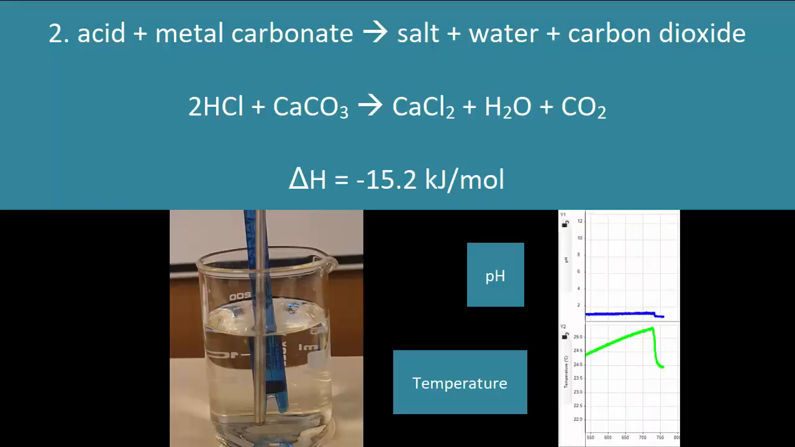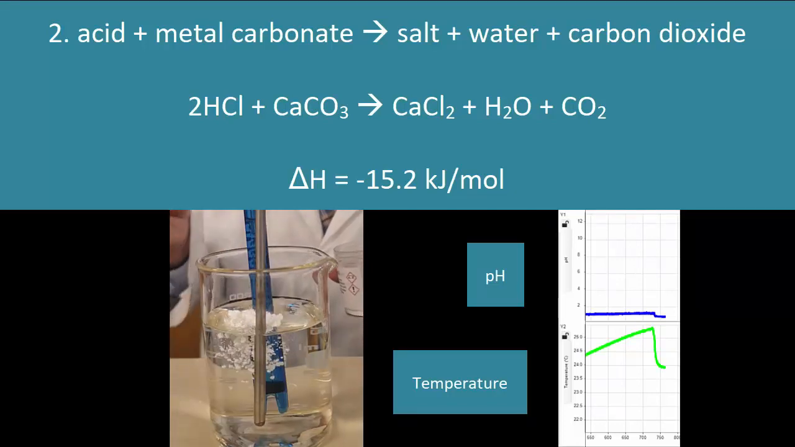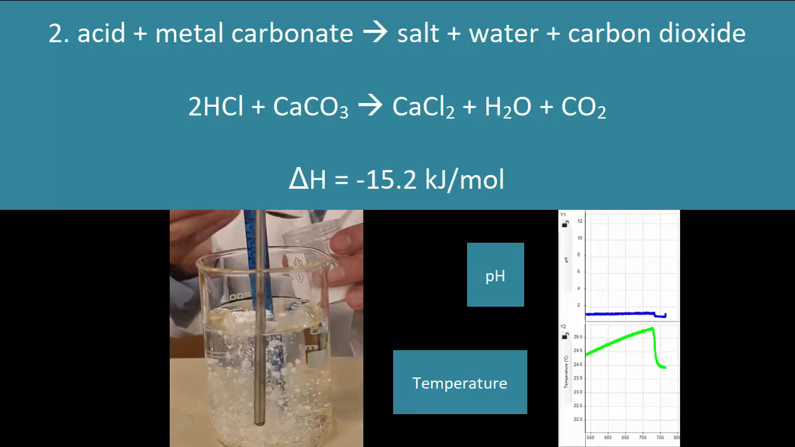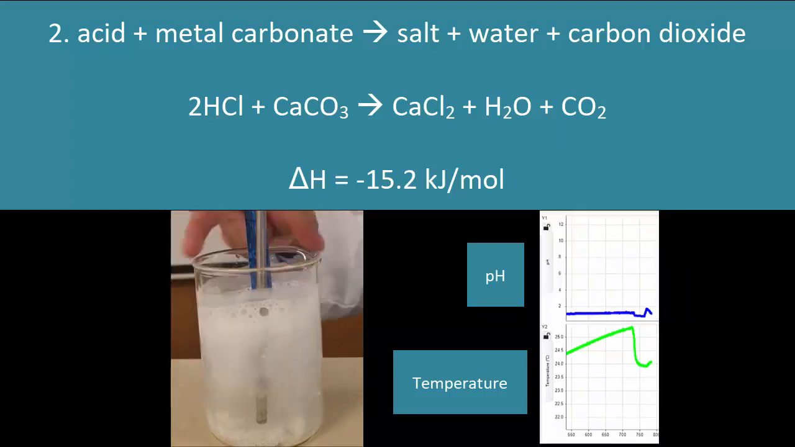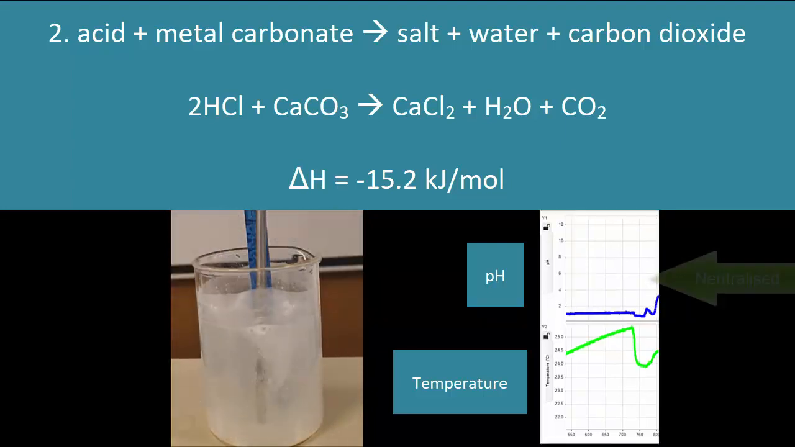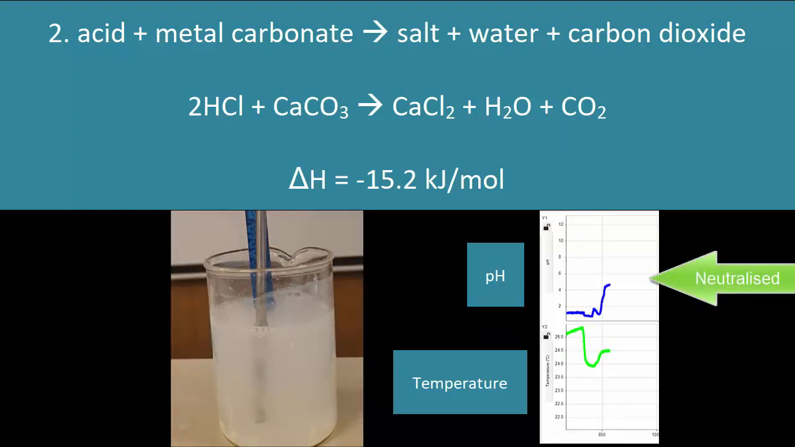So acid plus carbonate gives salt, water, and carbon dioxide. This one doesn't have a huge enthalpy, so the temperature goes up just a little bit, and the reaction's quite good because it's a powder rather than just one hunk of magnesium with a very dilute acid. And you can see that it reaches pH 7, and the temperature goes up just a little bit.